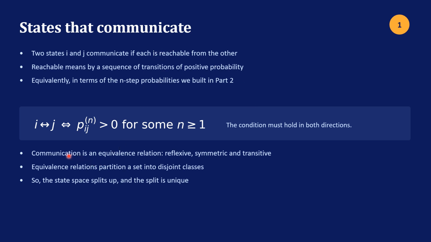So from basic set theory, if you have an equivalence relation, that partitions your set into disjoint classes. So for any Markov chain we're going to have several classes of states where the states communicate amongst themselves within the class, but they have no communication, no probability of going into the other classes. That's what we're stating here. And basically that reduces the problem to just studying those disjoint classes.